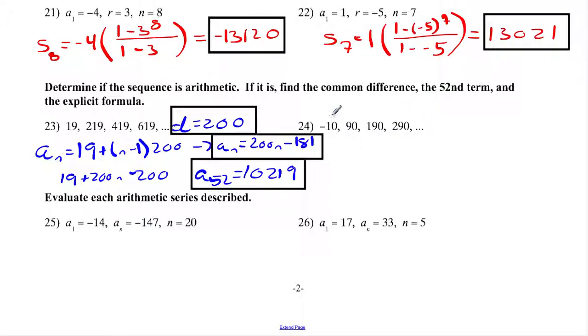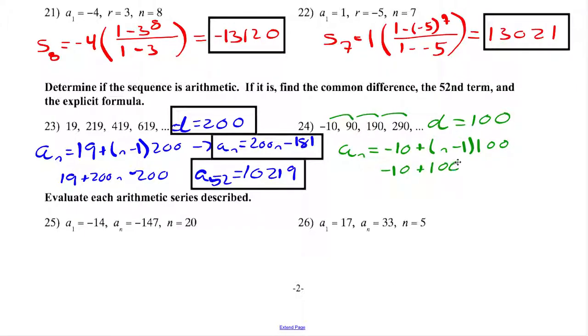We'll do the same approach here. So we are actually adding 100 each time. So the common difference here is a 100 as opposed to a 200. The explicit formula is going to be a negative 10 plus n minus 1 times 100. So this is negative 10 plus 100n minus 100. So a sub n is equal to 100n minus 110.